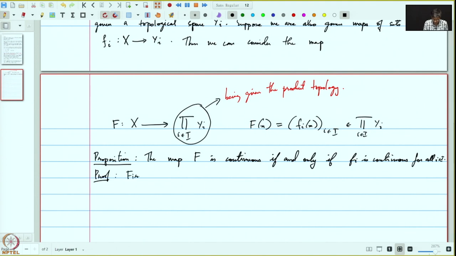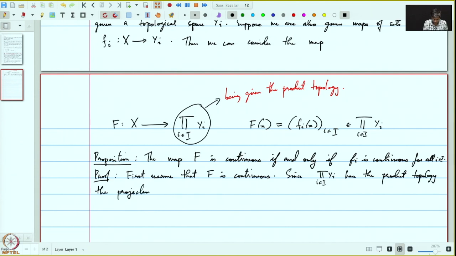So first, let's assume that f is continuous. Now, since this product has the product topology, the projection maps, recall we had seen the projection maps. So what are these? We can look at the projection to the jth coordinate. Given a tuple y_i for i in I, it sends it to y_j, and we had denoted this projection map by p_j. These projection maps are continuous.